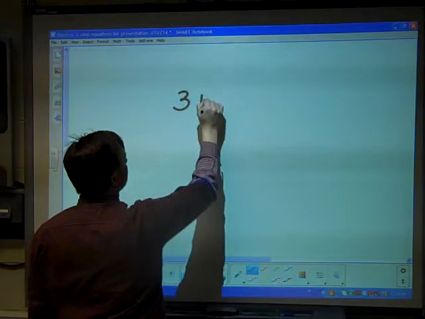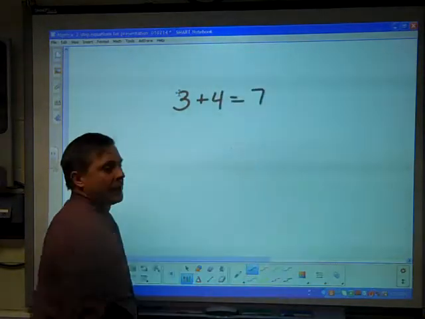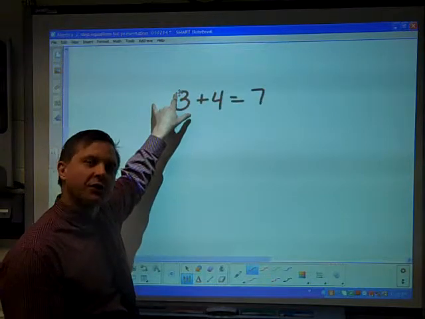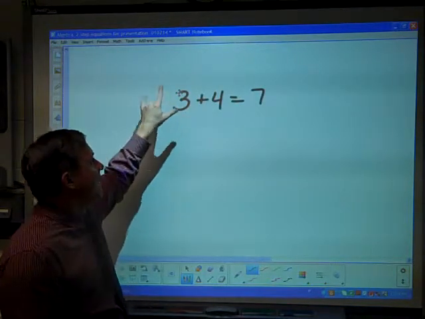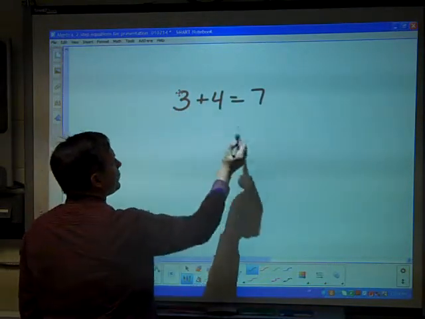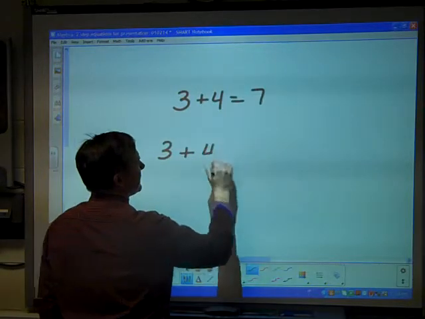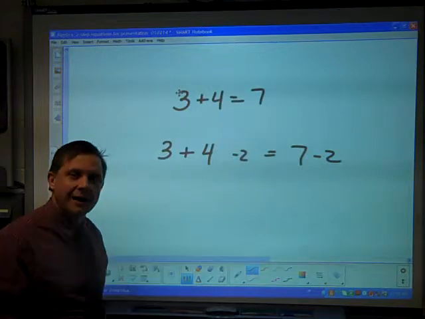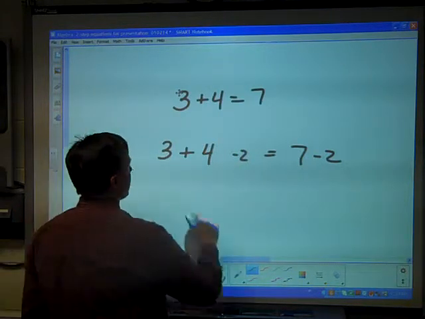If I say 3 plus 4 equals 7, that's a true equation because 3 plus 4 are like terms and you can sum them to 7. Now, if I subtract 2 from each side, 5 still equals 5. So I can do a one-step operation.